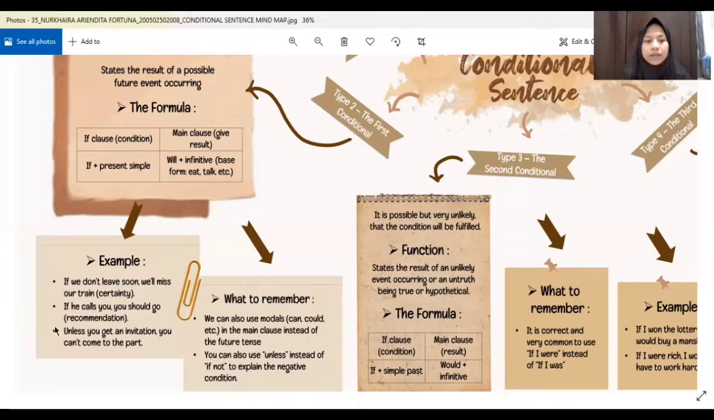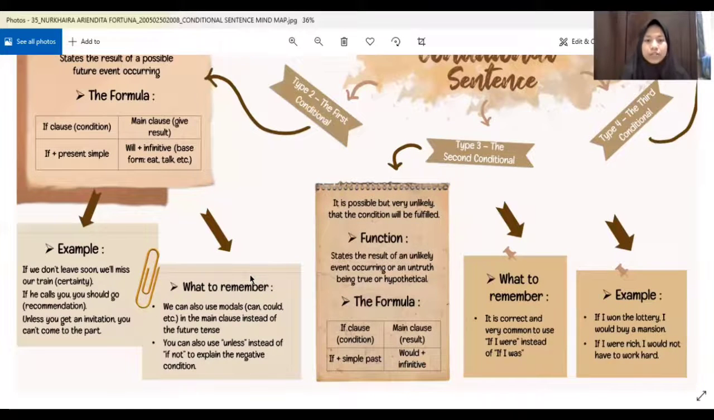And then this is what I mean by the negative condition. Unless you get an invitation, you can't come to the party, which means that if you do not get the invitation, then you couldn't come to the party. So we can use unless instead of putting if not in the if clause. I think we're done with the type 2, the first conditional.